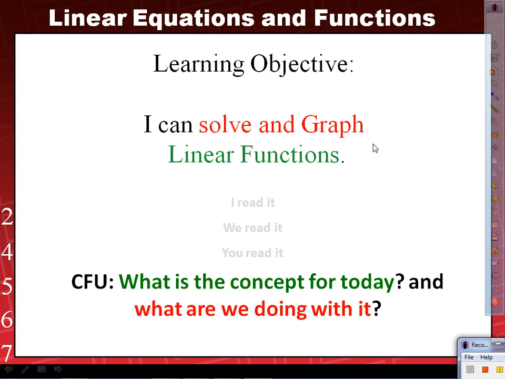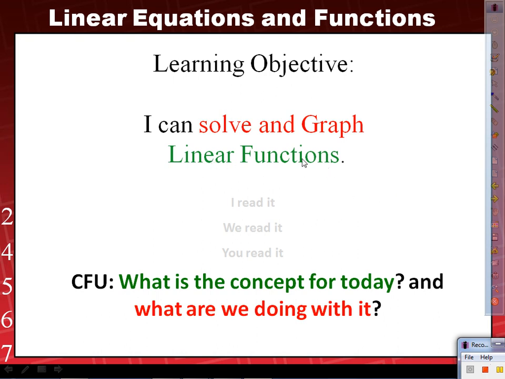Okay, our objective for today: I can solve and graph linear functions. Read together, 1, 2, 3. I can solve and graph linear functions. So we've been doing some graphing, we've been doing some evaluating stuff for some other functions, but today we're going to focus on linear functions.